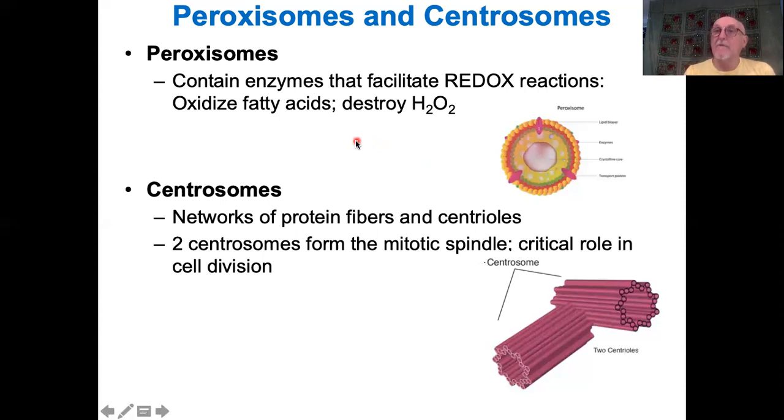One of the things the cell sometimes needs to do is to break those down, digest them, and metabolize them. And that is the responsibility of the peroxisomes.